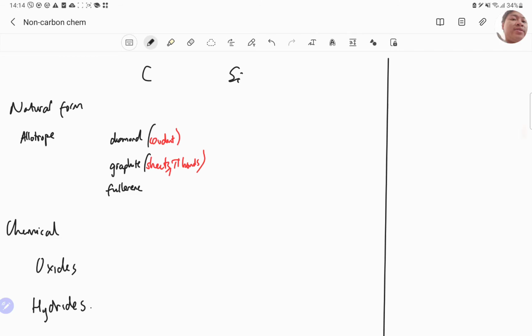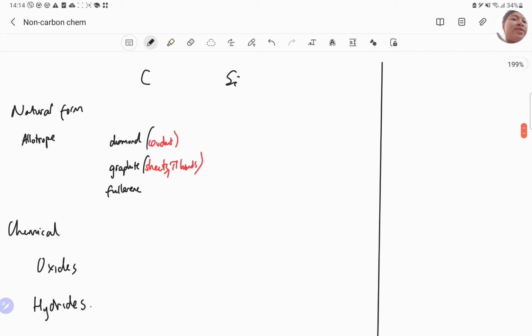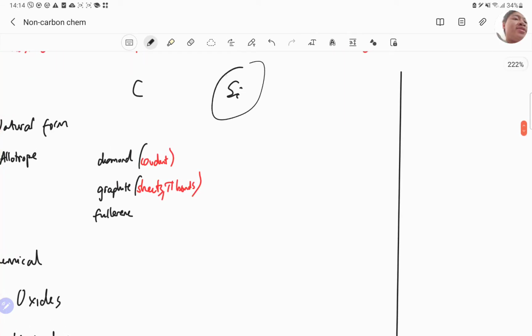Fullerene. In terms of silicon, it has a diamond structure.